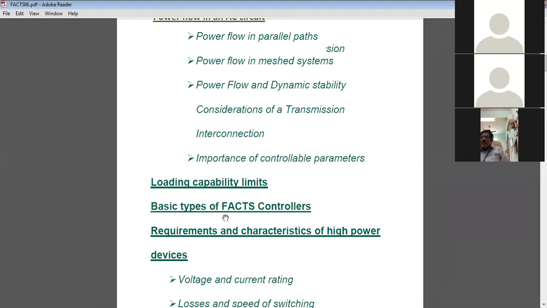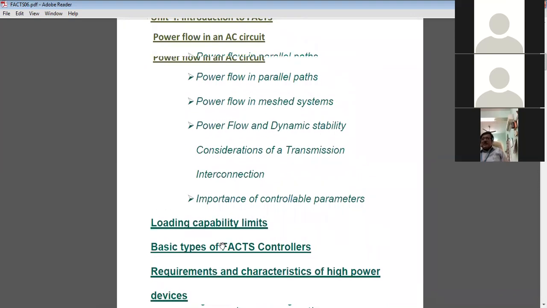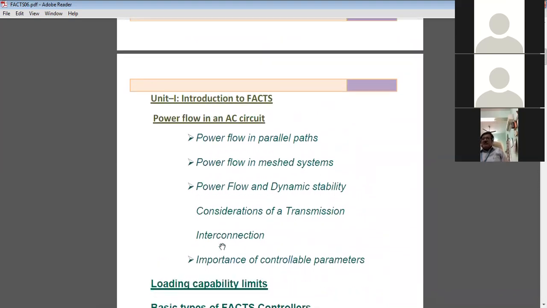Then coming to the basic types and the loading limits, the benefits of FACTS controllers are also something we have seen. A number of benefits are there. The main function of FACTS controllers is that control of real and reactive power is possible. That is the main focus. Control of real and reactive power in a transmission line is possible. That's why it is called a FACTS controller, flexible AC transmission system devices or controllers which control the real and reactive power flow.